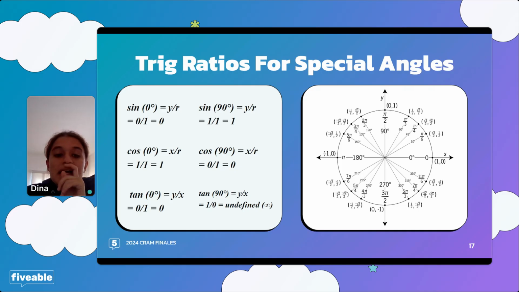But tangent of those two angles is actually really important. So we know that tangent is y over x.